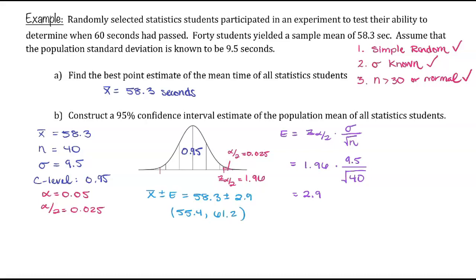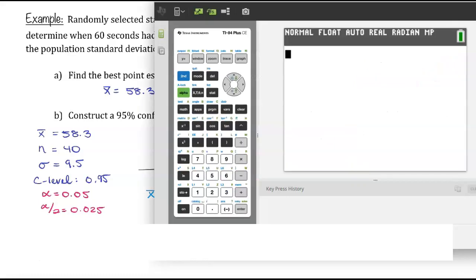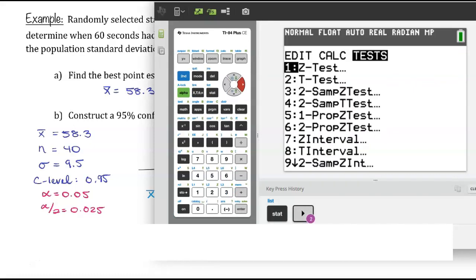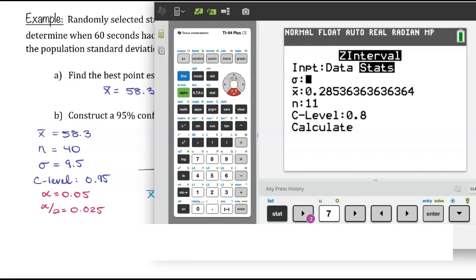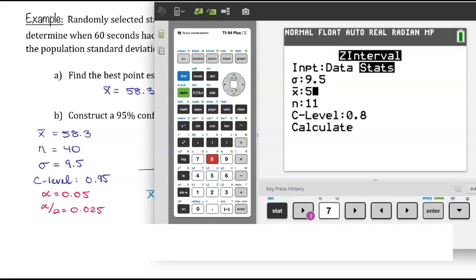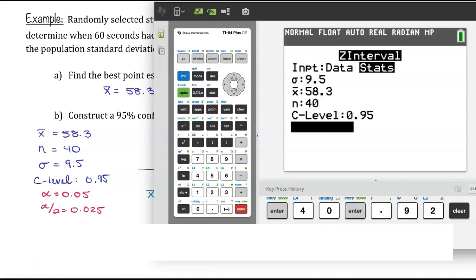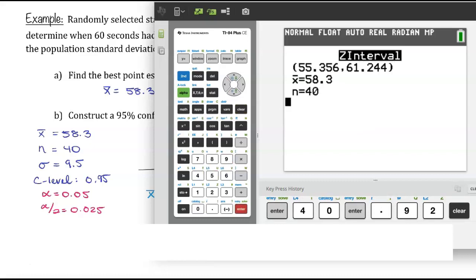Let's take a look at how to do the same process with a calculator. We need the z-interval function, which can be found in the Stat Tests menu. Z-interval is option 7. Since we are working with summary statistics, we need to first select Stats. Then we can enter our population standard deviation of 9.5, our sample mean of 58.3, our sample size of 40, and our confidence level of 0.95. Pressing enter on calculate gives us the same interval estimate that we just calculated by hand, 55.4 to 61.2.